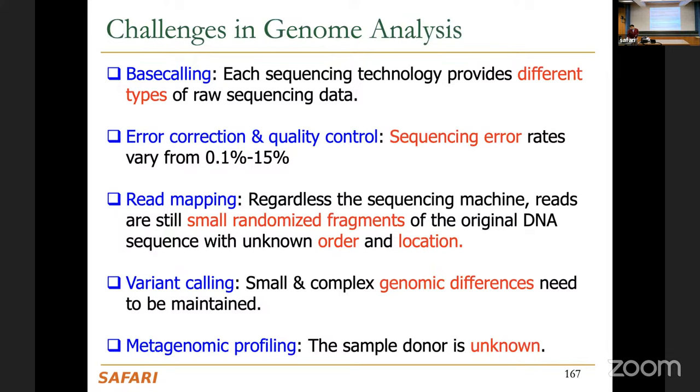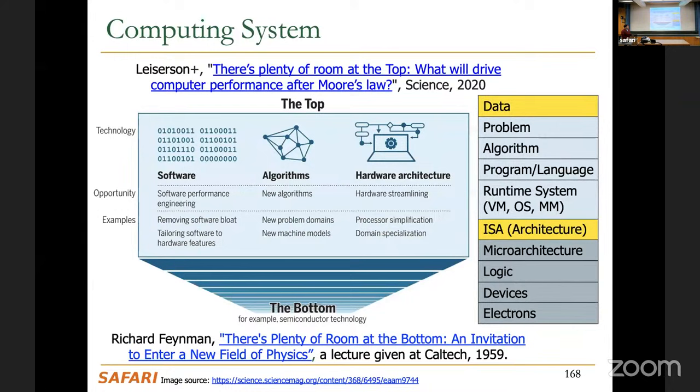And of course, there are many other barriers and many other reasons for barriers to exist. This is a famous saying from Richard Feynman: there's plenty of room at the bottom, meaning there are lots of things to do perhaps at the physics level to improve the technology, right? But in our case, there's also plenty of room at the top, meaning there are also lots of things to do in terms of the algorithms that we can develop, in terms of the architectures that we can design.